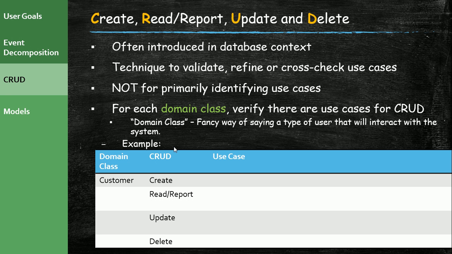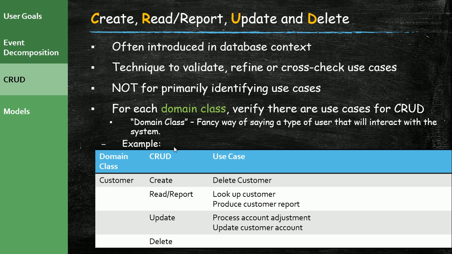So I'm going to list those four. And then for each one of those four, I'm going to find the use case that I came up with for that domain class. So I have a use case for delete customer. I have a use case for looking up a customer, producing a customer report, processing account adjustment, update customer account to archive, which is equivalent to delete. So I'm listing all those use cases, and this is a good way to identify that I have some way to do all of the basic functionality for each domain class or for each type of user. So that is a domain class table. You'll see that in the textbook. When they talk about a domain class table, this is what they're talking about.